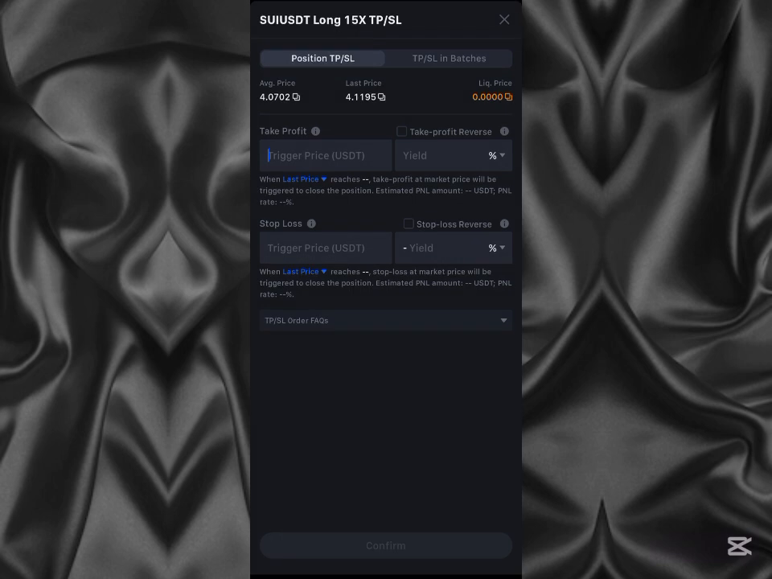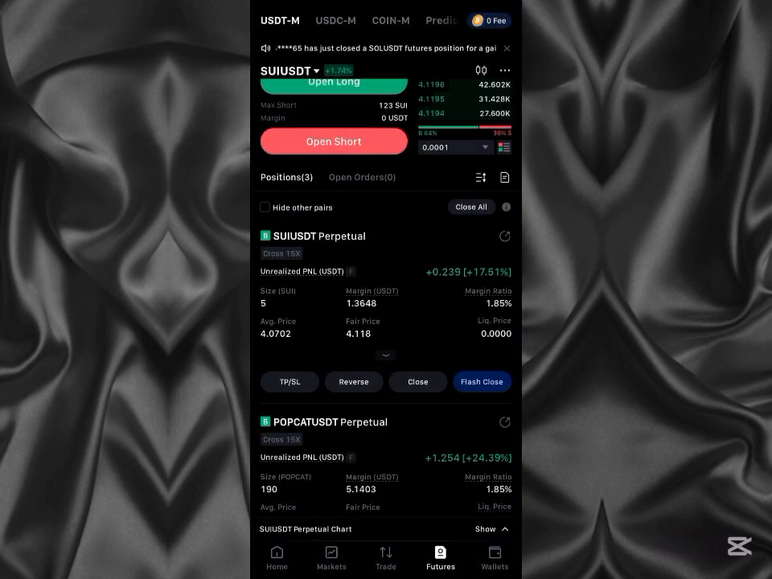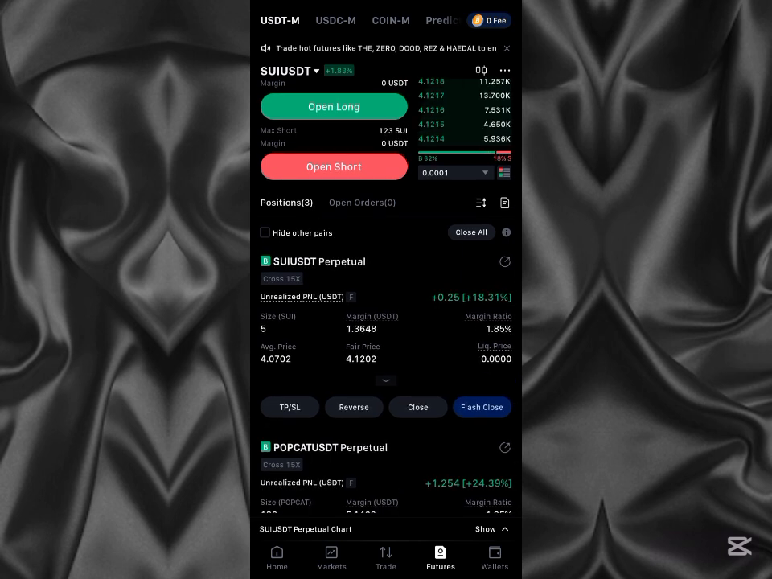So if you do not set your take profit or stop loss initially, you can click over here and you can go ahead to set your take profit here, set your stop loss here, and then you can go ahead to confirm it right here. So I think that's it. Then you can go ahead to close your trade, either using close or flash close if you've gotten to the amount you want to get to and you want to close this trade.